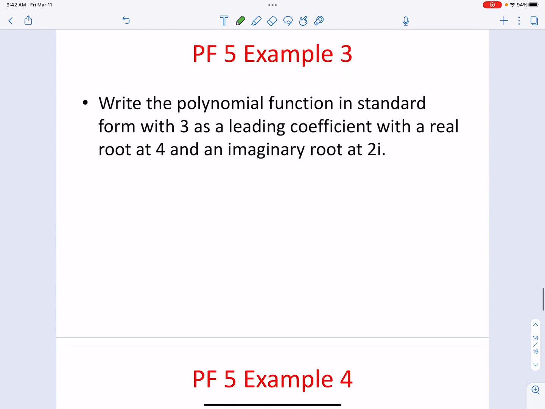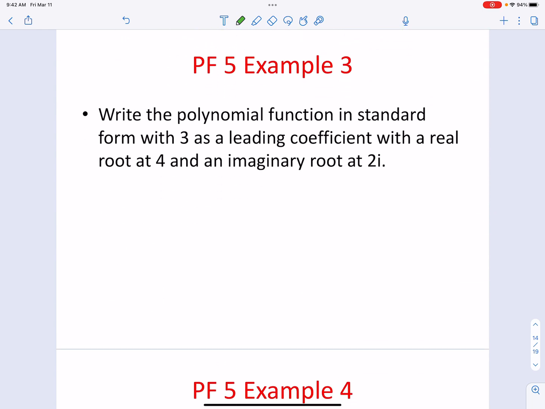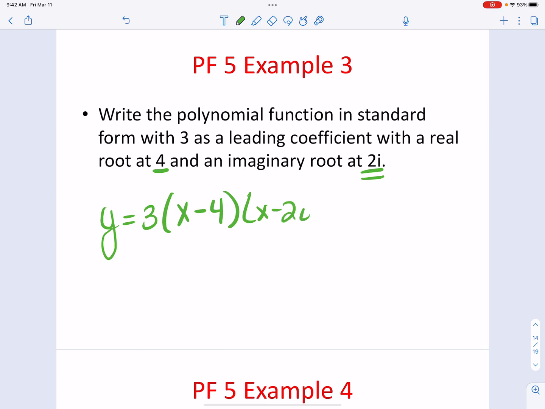Okay. Now I'm trying to get to this one because the bell's about to ring, so I'm probably going to have to do a second part of this video. So write a polynomial function in standard form with 3 as a leading coefficient. Roots at 4. And a root at 2i. Now we need to talk about this.